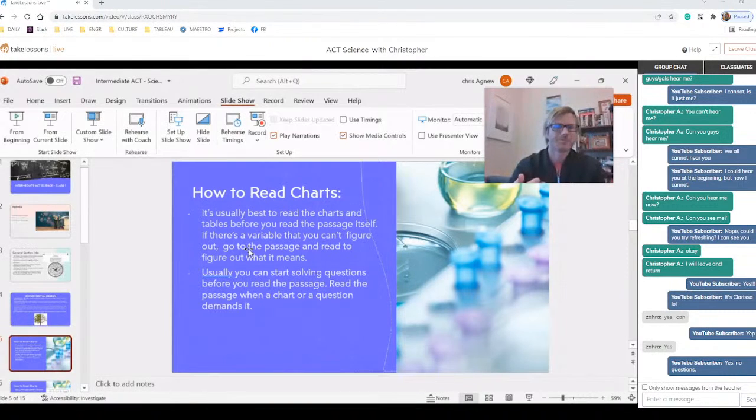So it's not a big deal whether you want to try to answer the question first or look at the chart first. It's not a big deal. Personal preference for me is I like to look at the charts first.